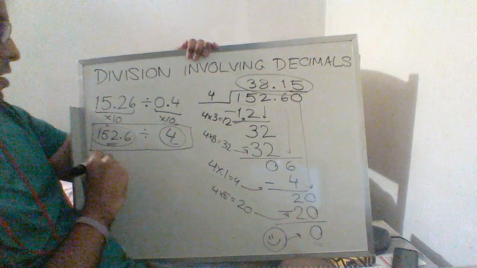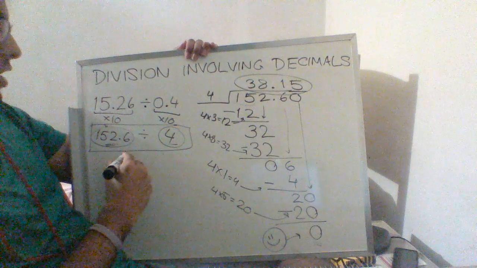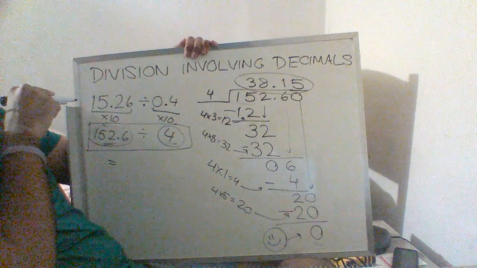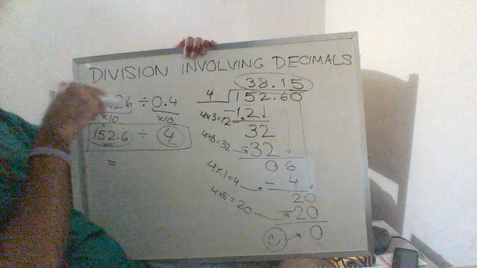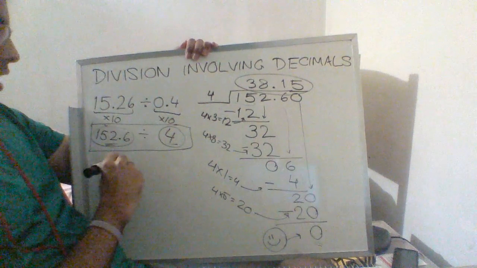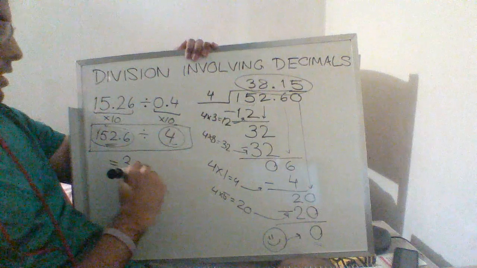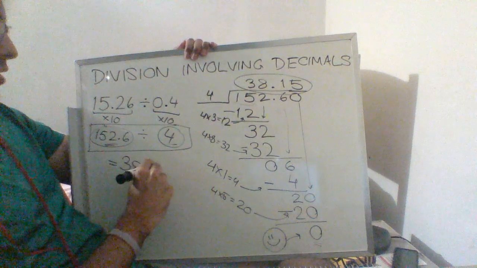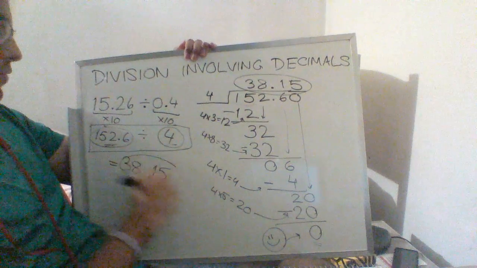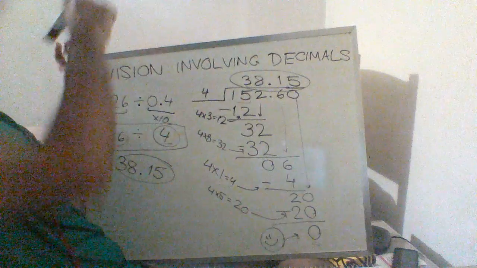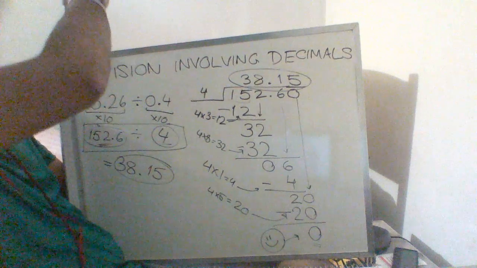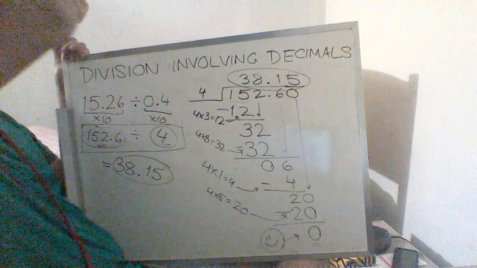So we get that 152.6 divided by 4, which is the same thing as what we started with. 15.26 divided by 0.4 is equal to 38.15. So that's our answer right there. 38.15 is the answer to this problem.